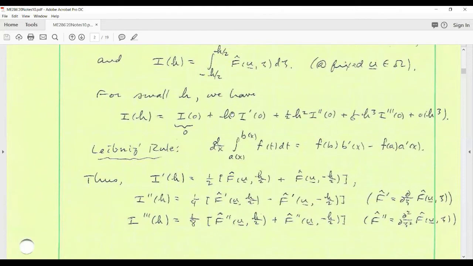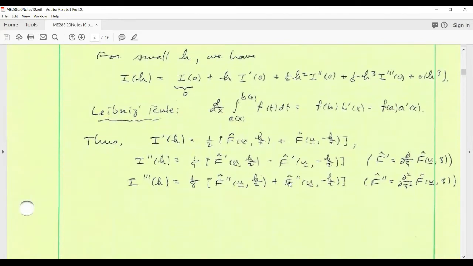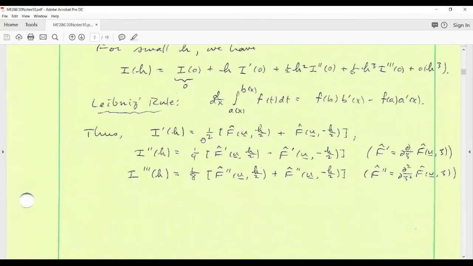So the first order of business is to take a derivative of I with respect to h. H is involved only in the limits of integration. So we evaluate the integrand at the upper limit. Then we take a derivative of the upper limit with respect to h, which is just 1/2. Then we subtract the integrand at the lower limit. The derivative of the lower limit with respect to h is minus 1/2, which cancels the minus here. So you have this. Now you have the first derivative with respect to h.